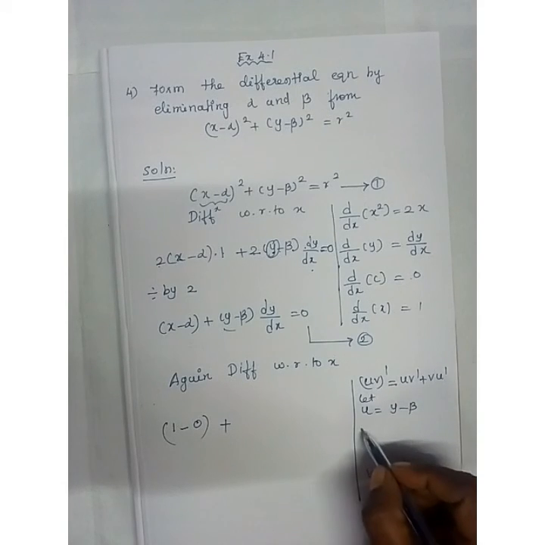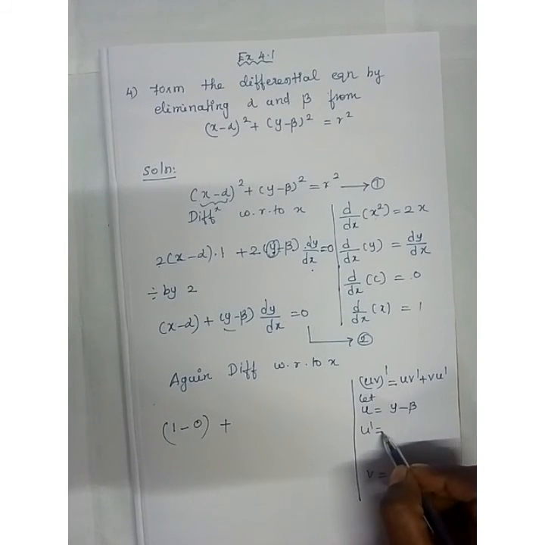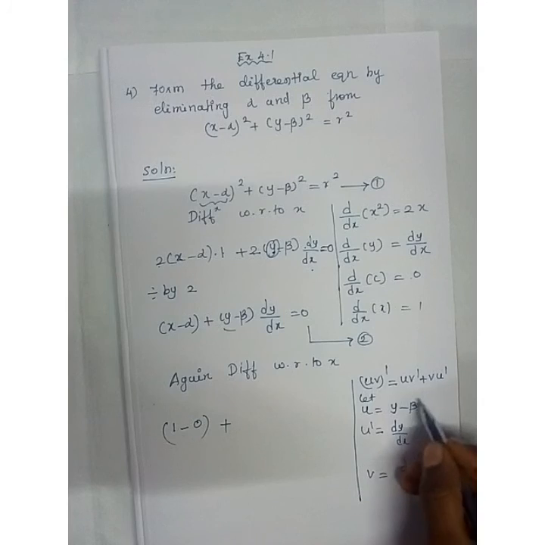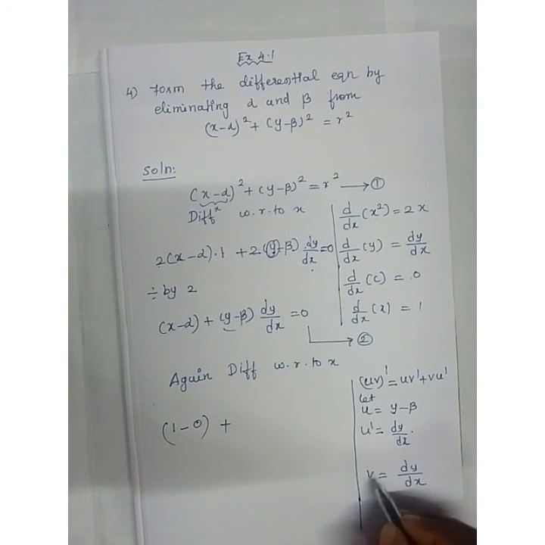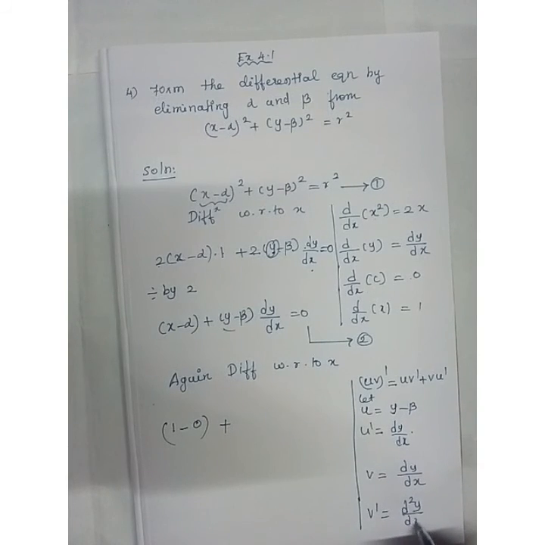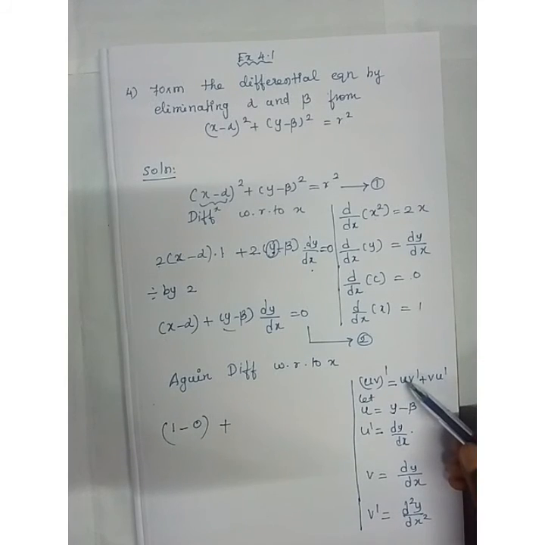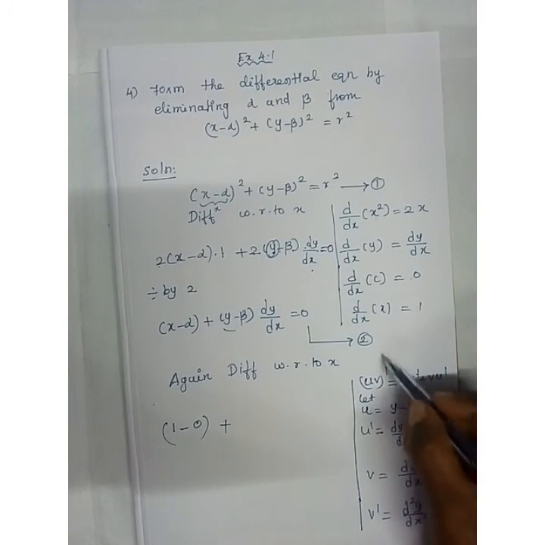Now I have to find u dash, which means the first differentiation. Already we differentiated: differentiation of y with respect to x is dy by dx, and differentiation of the constant term is 0, so we don't need to write that 0. Next, v is dy by dx, so what is v dash? The second differentiation, that is d square y by dx square. Now we have to apply u v dash and v u dash in the product rule. This is called the product rule in differentiation.